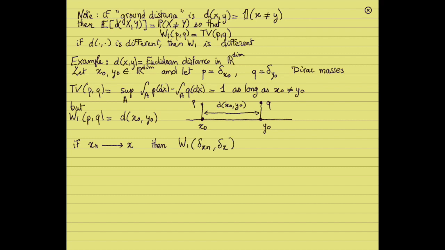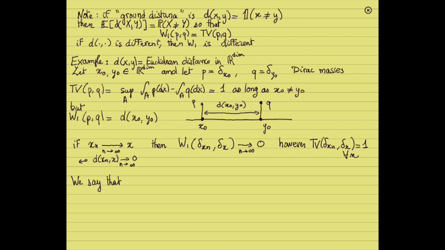So if we introduce a sequence x_n going to a limit x, when n goes to infinity, then the Wasserstein distance between the Dirac mass on x_n and the Dirac mass on x goes to 0. Whereas on the other hand, the total variation distance between any two Dirac masses at different points is always equal to 1. And so that's a quite different behavior.